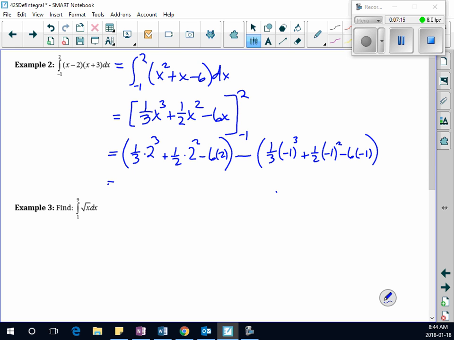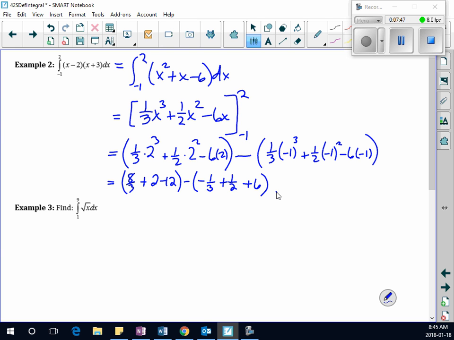So I get 8/3, and then 4 times 1/2 is plus 2 minus 12. Subtract. Then I have 1/3 times -1 cubed, so that would be -1/3. -1 squared is plus 1, so I get plus 1/2, and then plus 6.